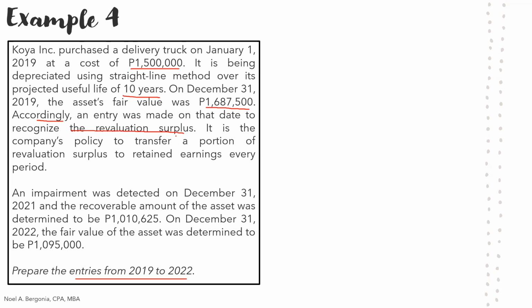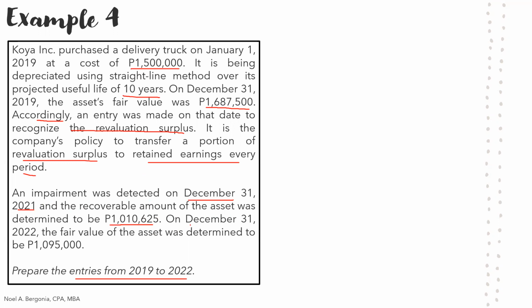Now it is the company's policy to transfer a portion of the revaluation surplus to retained earnings every period. So magta-transfer na naman po tayo. Now an impairment was detected on December 31, 2021, and the recoverable amount of the asset was determined to be 1,010,625. Oh, ang sad. Kasi dito, nag-increase and then biglang nag-decrease. Yung kanina sa previous example number 3, nag-decrease and then nag-increase. So ngayon, increase, then decrease.